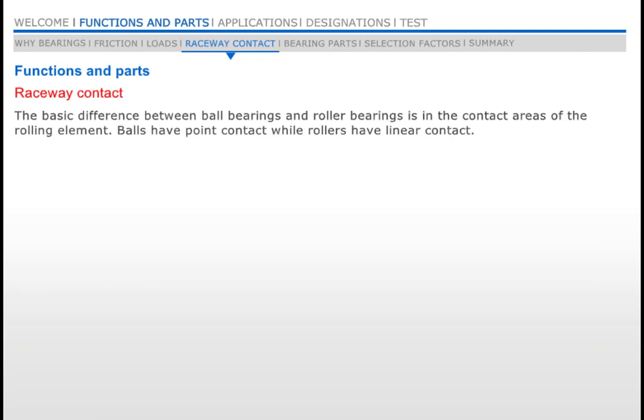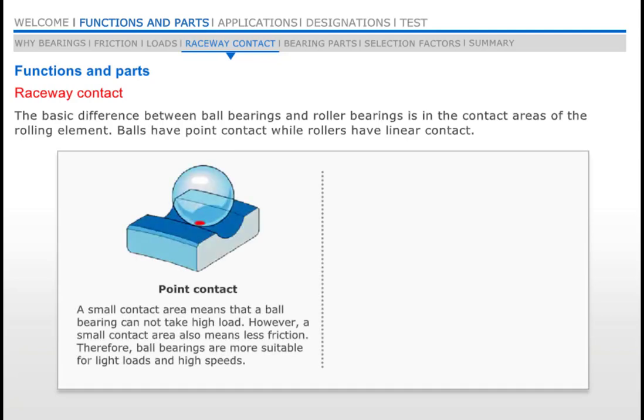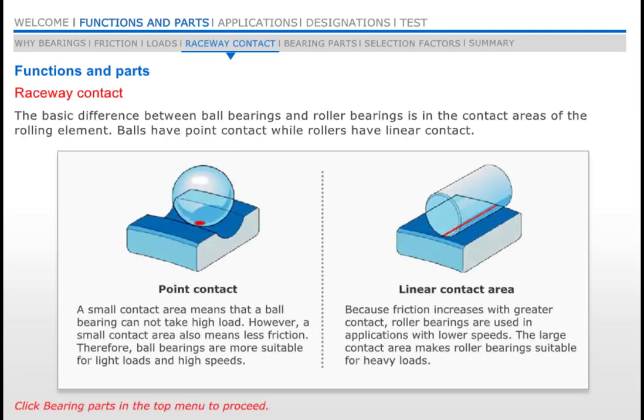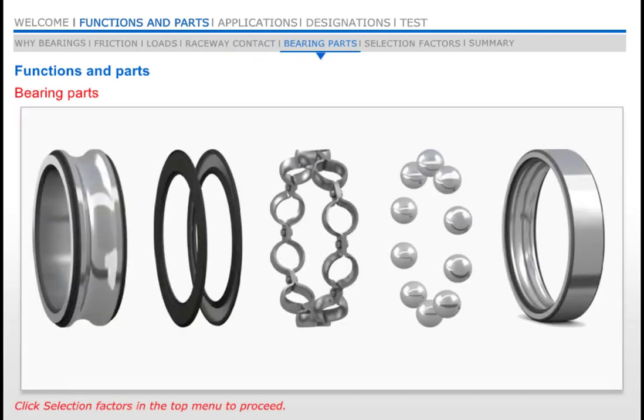The basic difference between ball bearings and roller bearings is in the contacts between the rolling elements and the raceways. Balls have point contact, rollers have linear contact with relatively larger area. A typical rolling bearing consists of an inner ring, an outer ring, and rolling elements contained by a cage. The most common type of rolling bearing is the deep groove ball bearing. These bearings can, as shown here, be supplied with integral seals to retain the lubricant and resist the ingress of contamination.